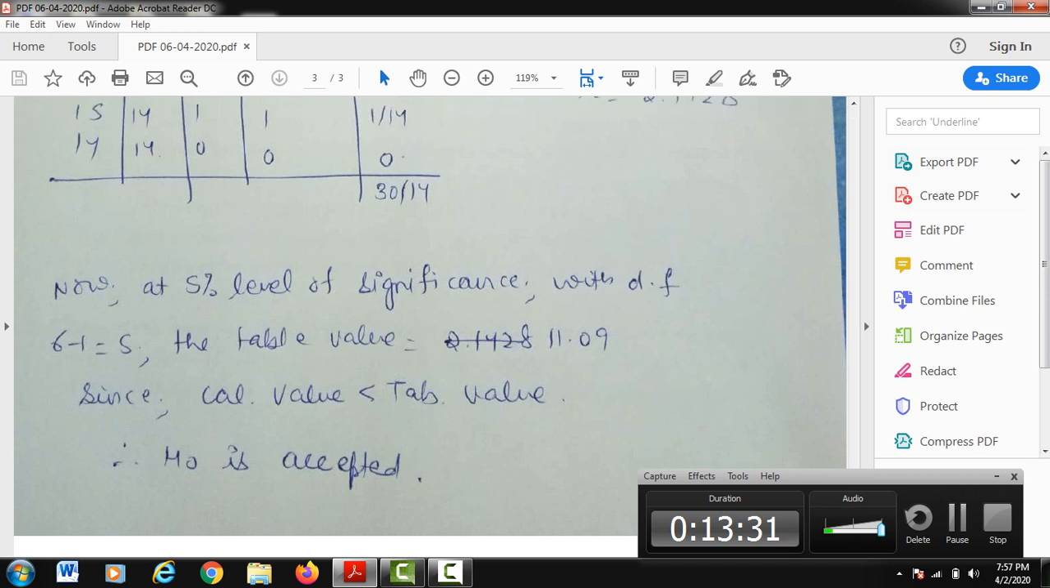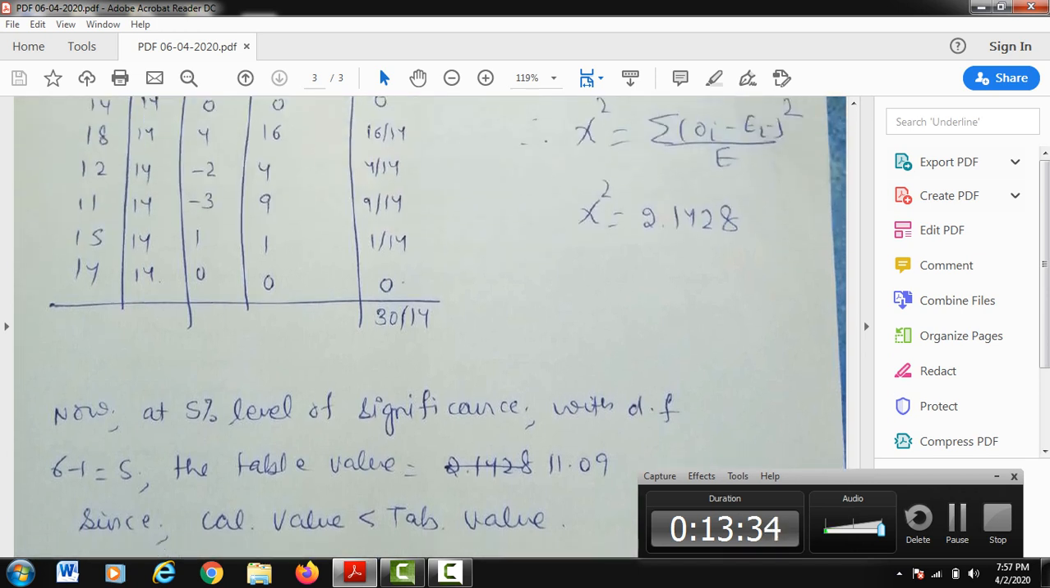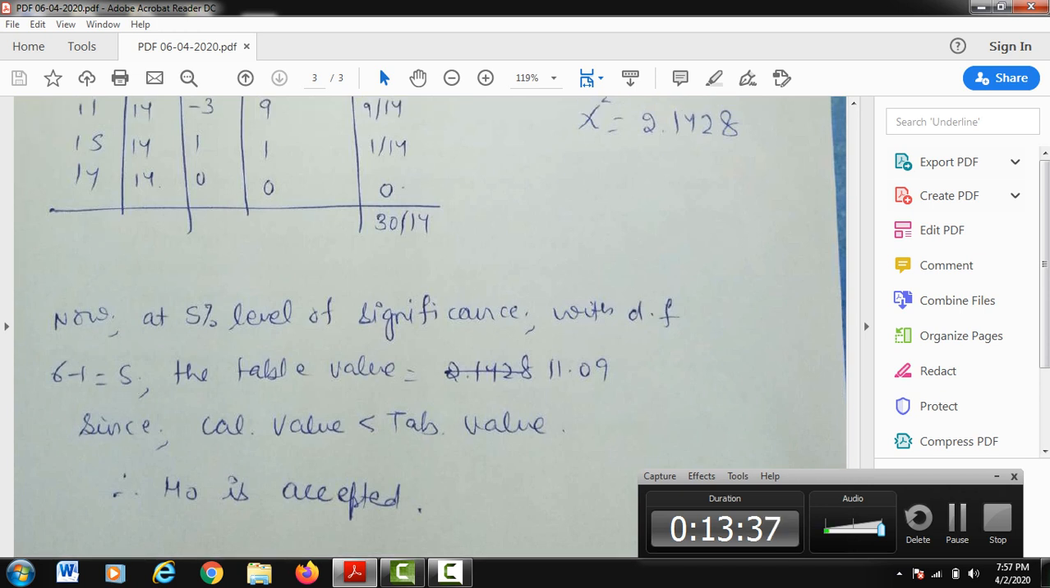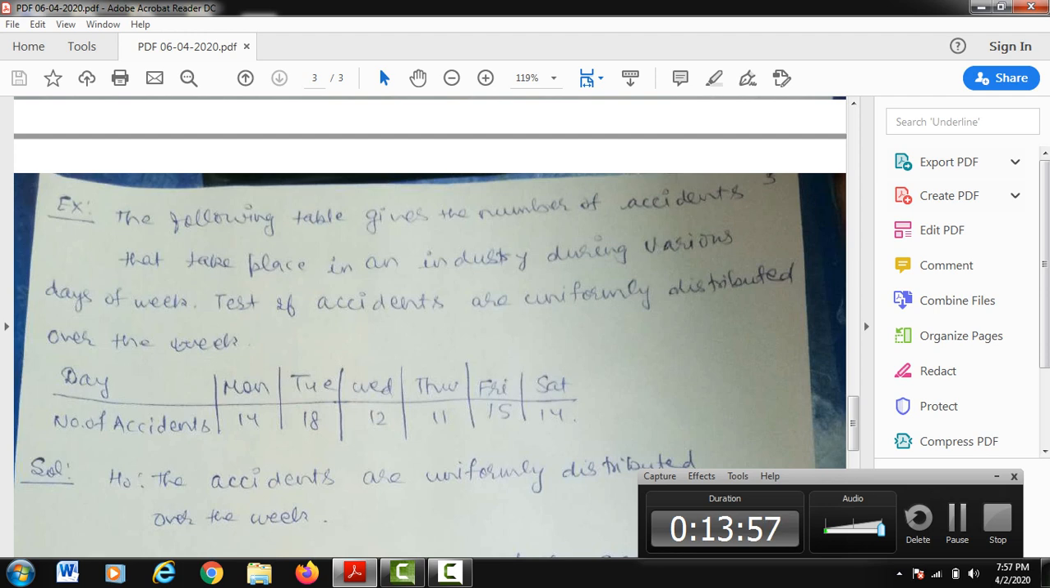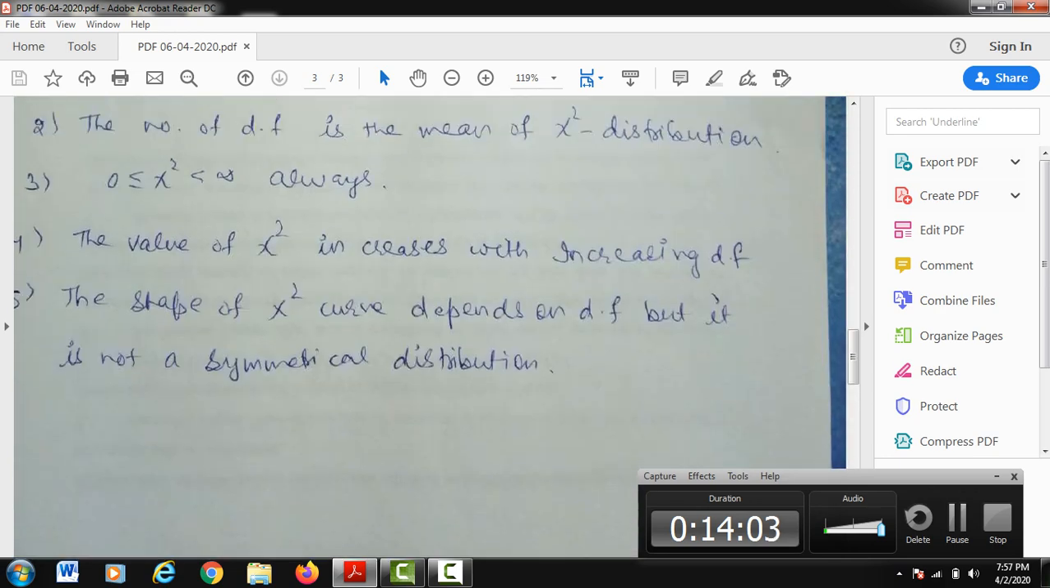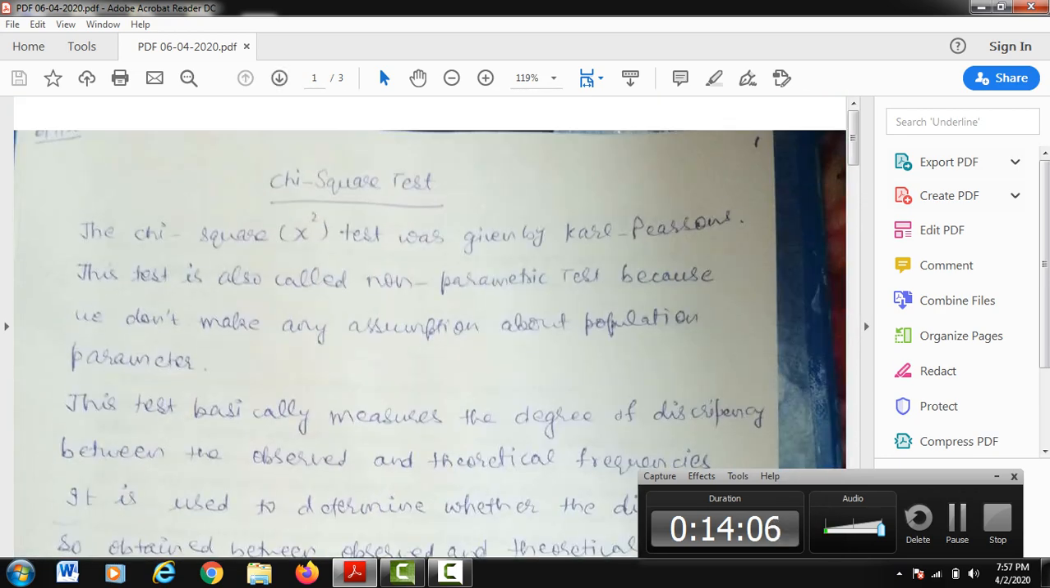Now I will make the comparison of the calculated value with the table value. The calculated value is 2.1428 and the table value comes to be 11.09. Since the calculated value is less than the table value, H naught is accepted, meaning the null hypothesis is accepted. It means the assumption that I have taken is correct. So the accidents are uniformly distributed over the week, meaning the number of accidents throughout these 6 days is almost the same. So this is one of the applications of the chi-square test, that is, if I want to check the uniformity of the data, then I apply the chi-square test.